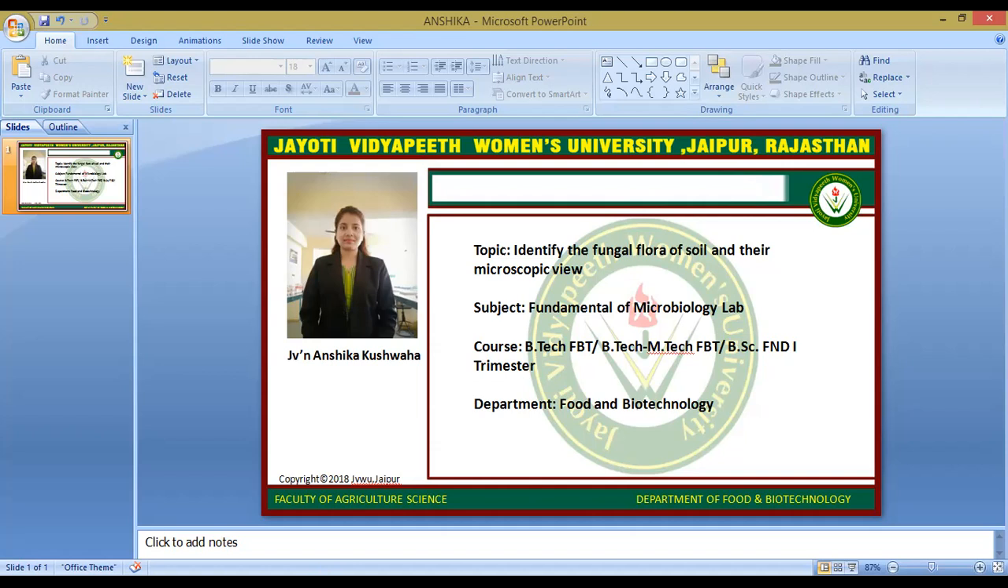So this is how we identify the fungal flora of soil, and then we can do their microscopic view in the microscope. So we prepare a slide of the prepared microorganism, then we can observe their view in the microscope. So this is all about this session.